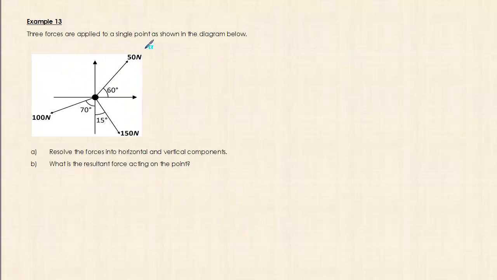Three forces are applied to a single point as shown in the diagram below. We want to resolve the forces into horizontal and vertical components and then find the resultant force acting on the point. So let's call these forces 1, 2 and 3. And let's look at force 1 first. We form a right-angled triangle here, then these are the components we want. So that's going to be 50 cos 60 in this direction, and then 50 sine 60 upwards.